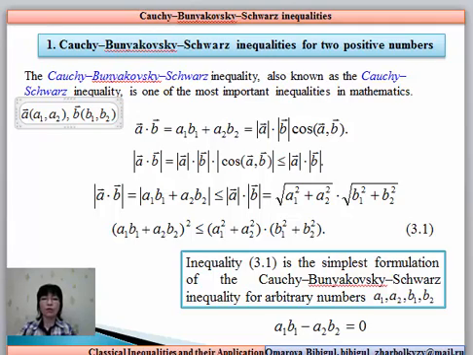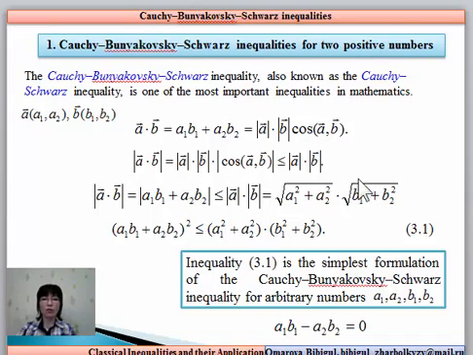But firstly, let's prove the simplest case of the Cauchy-Bunyakovsky-Schwarz inequality for arbitrary numbers a1, a2, b1, b2. Let's consider the vectors a and b with coordinates a1, a2, b1, b2. We know the scalar product of two vectors is defined by the formula. Then, let's estimate the absolute value of the scalar product of vectors a and b. Then we have the following inequality.